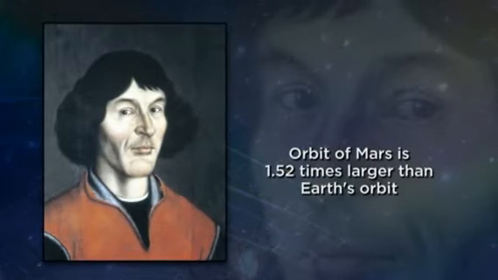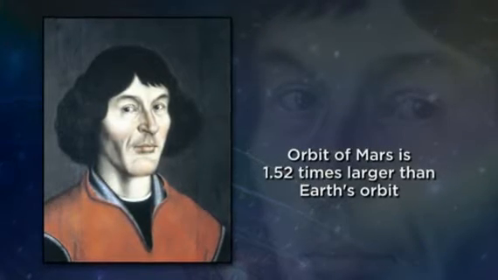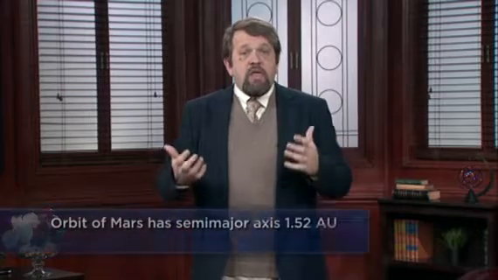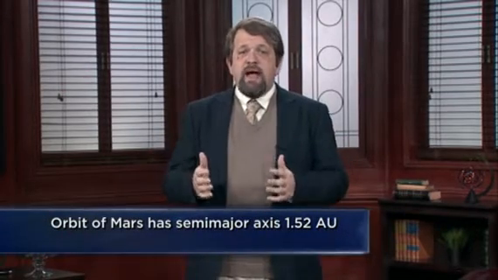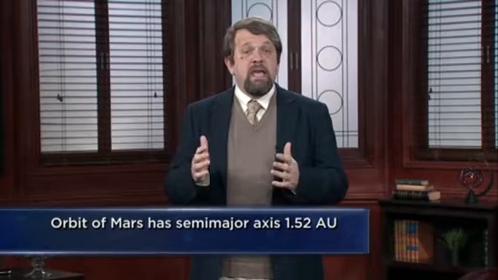First of all, let's talk about distance. How do we determine the distances between the planets and the sun? Well, it turns out we can determine the ratios of distances with some fairly straightforward observations. Copernicus himself knew how to do this. He worked out that the orbit of Mars is about 1.52 times larger than the Earth's orbit. And the radius of the Earth's orbit, as you recall, is known as 1 astronomical unit, or AU. The orbit of Mars, therefore, has a semi-major axis of 1.52 AU.